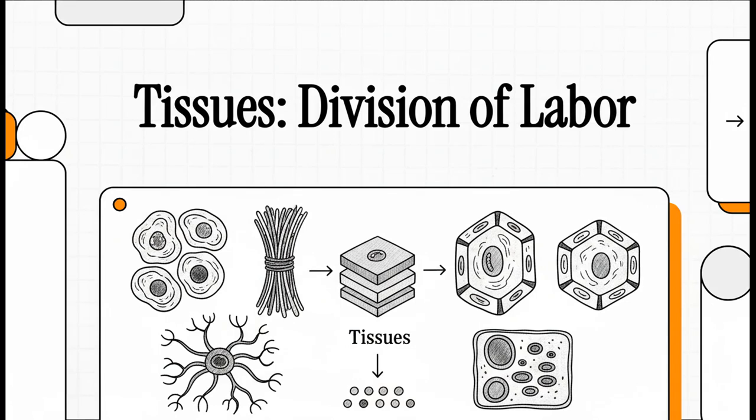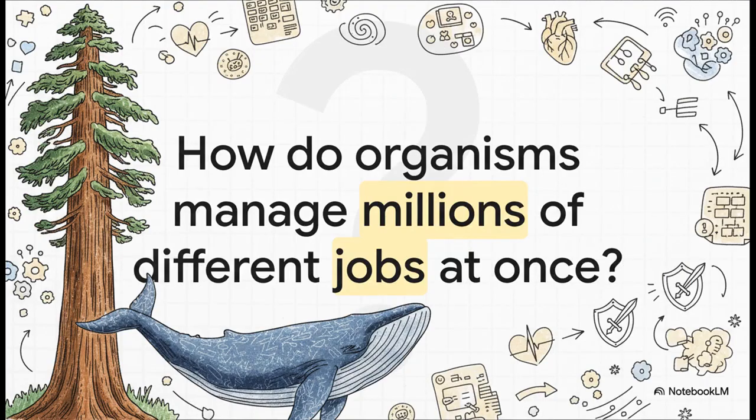Today, we're going to zoom all the way in to the microscopic level to talk about one of the most fundamental ideas in all of biology, tissues. It's really the story of how life gets organized, how you go from just one cell to, well, us. Let's dive in. Just stop and think about that for a second.